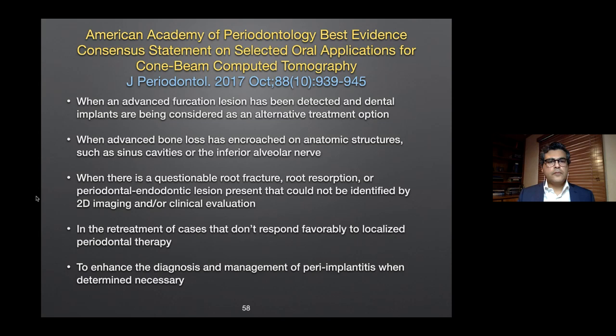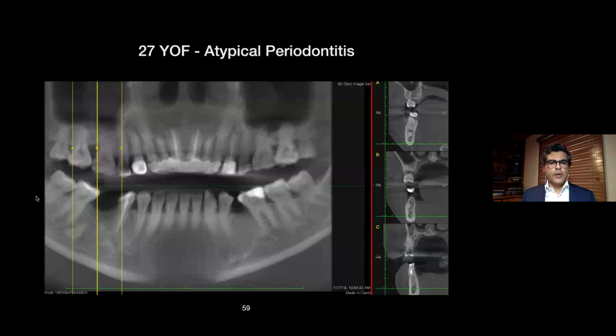So this is a 27-year-old female, and this patient was referred to me by a periodontist, and he classified this patient as having atypical periodontitis. As you can see, especially in the maxilla, there is moderate to severe periodontal bone loss, and the patient is just 27 years old. The periodontist wanted to see the condition of the periodontal bone and how it relates to the furcation areas of the teeth and adjacent anatomical structures such as the sinus floor, to make decisions about the treatment. So this is a good example here.